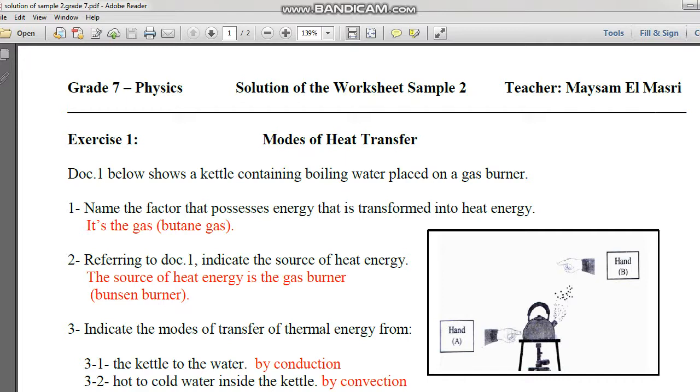Document 1 below shows a kettle containing boiling water placed on a gas burner. We are given document 1, this document shows a kettle containing boiling water placed on a gas burner, meaning a Bunsen burner, okay.